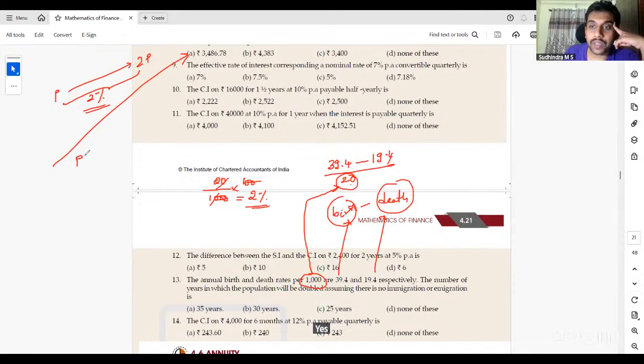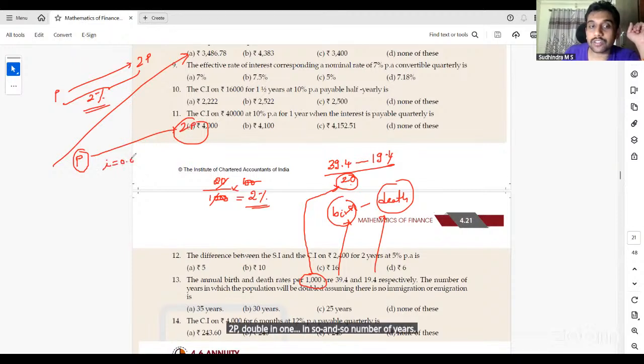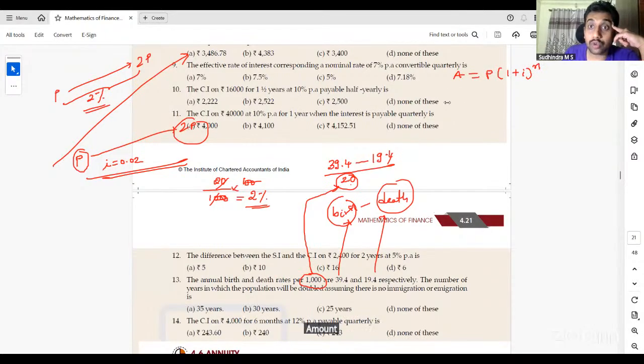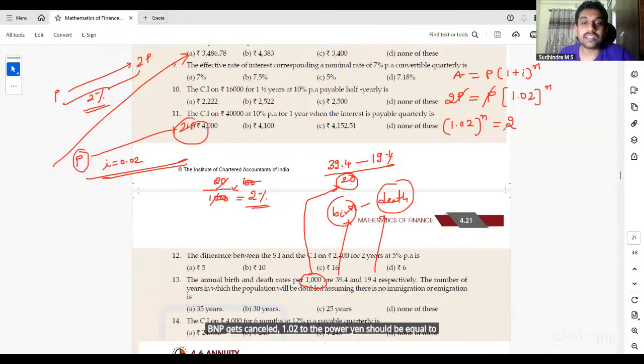So if P is the present population, it doubles to 2P in so many years. I is 0.02. What we have to calculate is the number of years. We know amount is equal to P into 1 plus I to the power n. Amount here is 2P, so 2P equals P into 1.02 to the power n. P and P get cancelled. 1.02 to the power n should be equal to 2. That means I have to express 2 as 1.02 to the power something. So 1.02 to the power how much?